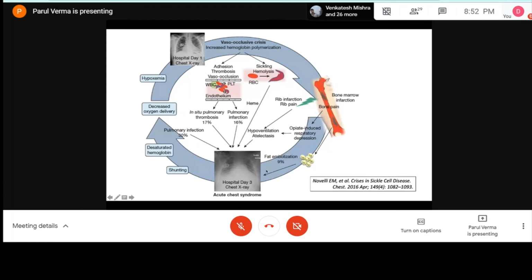Because of bone pain, the child has difficulty in breathing and develops hypoventilation and atelectasis, and this also leads to acute chest syndrome. So there are so many conditions, and of course we cannot miss infection. So there is pulmonary infection: 30% of acute chest syndrome is because of pulmonary infection. So many conditions lead to acute chest syndrome. Now, once a child develops acute chest syndrome, the VQ mismatch increases, the shunting increases, and it becomes a vicious cycle. A child who develops anything which triggers this leads to more and more complications happening in the same child.